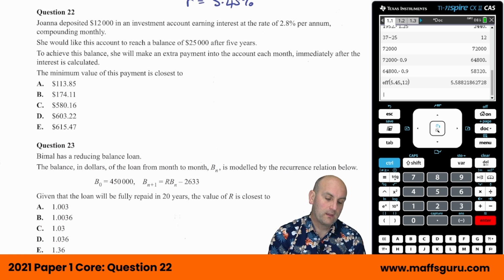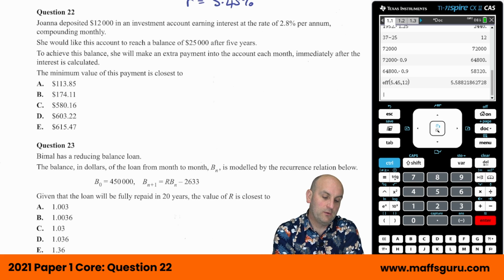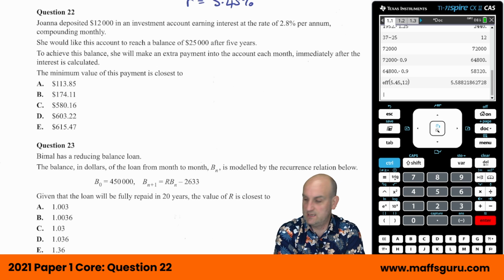Yeah, no. Joanna deposited 12,000 into an investment account, earning interest rate of 2.8% per annum, compounding monthly. She would like this account to reach a balance of 25,000 after 5 years. To achieve this balance, she makes an extra payment to the account each month immediately after the interest is calculated.